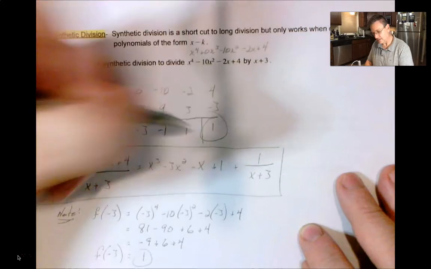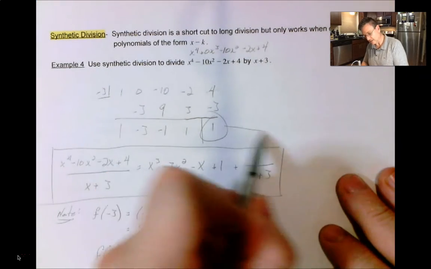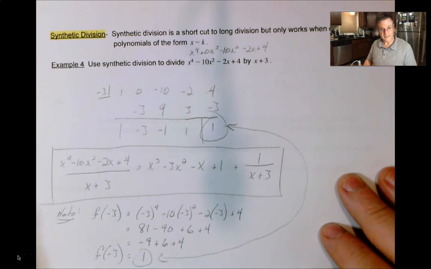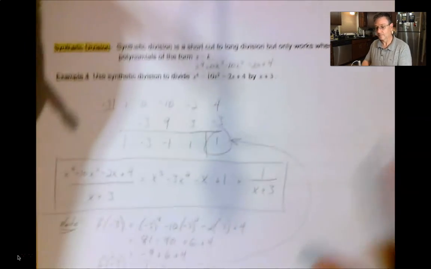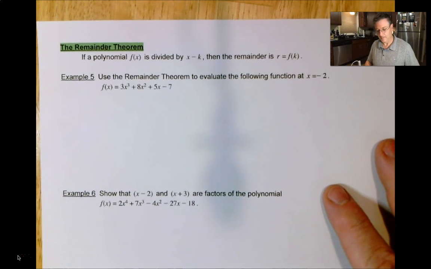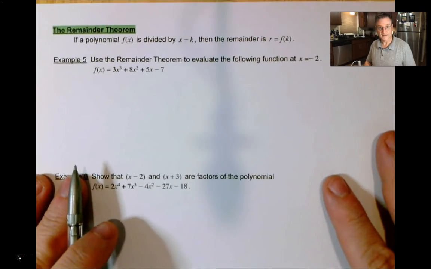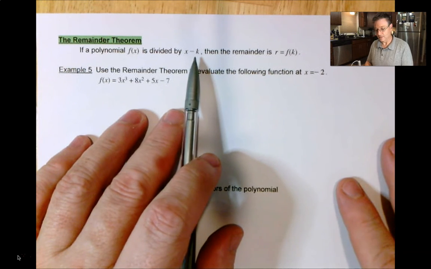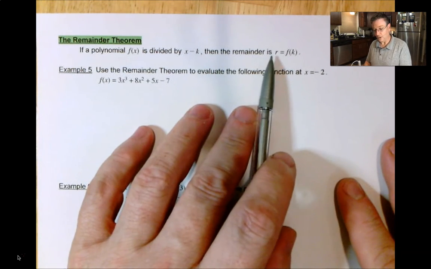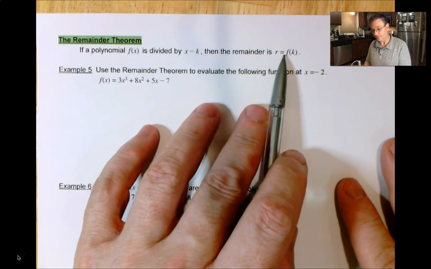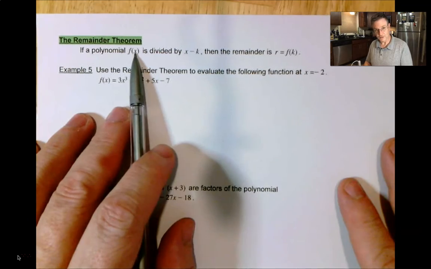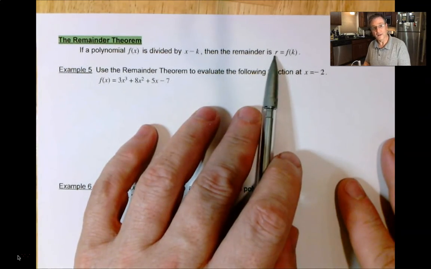This is not a coincidence, which leads us into the remainder theorem. If a polynomial f of x is divided by x minus k, something that we can use synthetic division on, then the remainder r is equal to f of k. Take this value, put it into the function, you're going to get out what the remainder is.